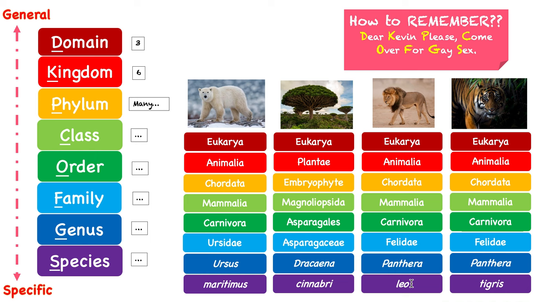So I just wanted to show you how this classification thing works all the way from general to specific. You don't need to know any of these specific names. Trust me, I'm just trying to get this point across. But you do need to know these categories: domain, kingdom, phylum, class, order, family, genus, species. And this way right here is how you're going to remember it.